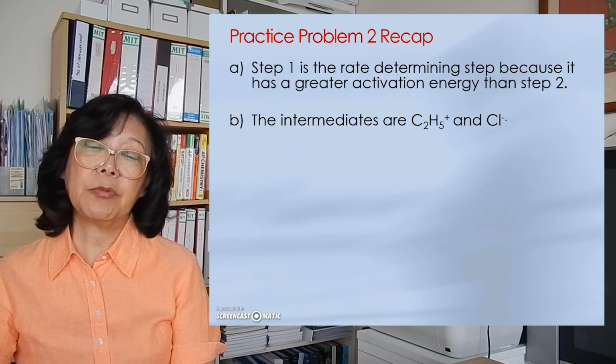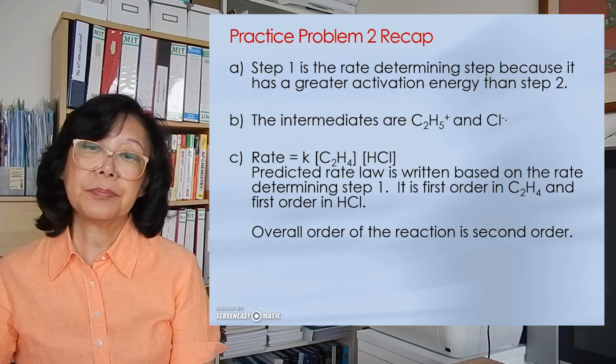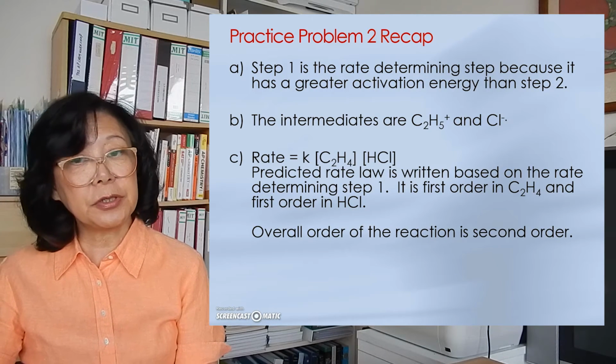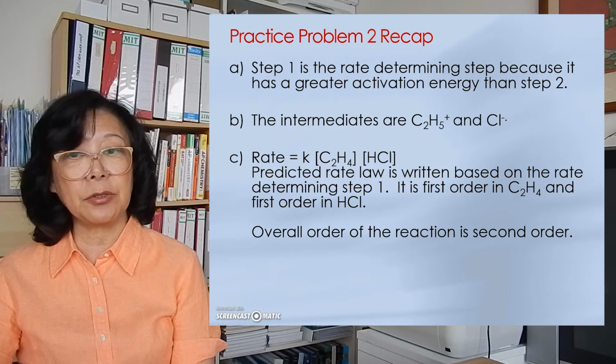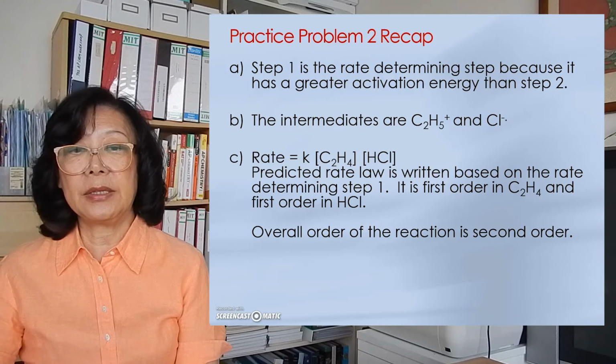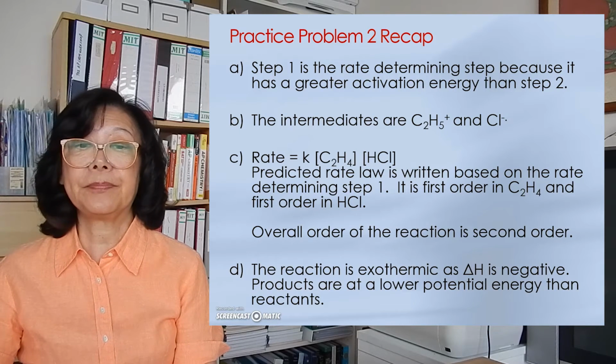So here's a recap of what I just said earlier. Again, the order is first order in ethene and first order in hydrogen chloride. Overall order is second order. And the reaction is exothermic.